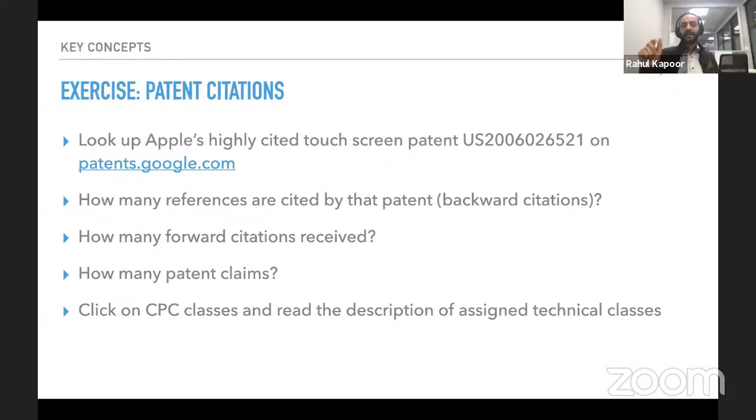On the top right side, there is a lot of information about the patent, including cited by, how many patents have cited this patent. That cited by is going to be the forward citations, and all the patents that it is citing will be the backward citations. So just have a look at it, and if possible, answer some of these questions in the chat, and otherwise we will continue.